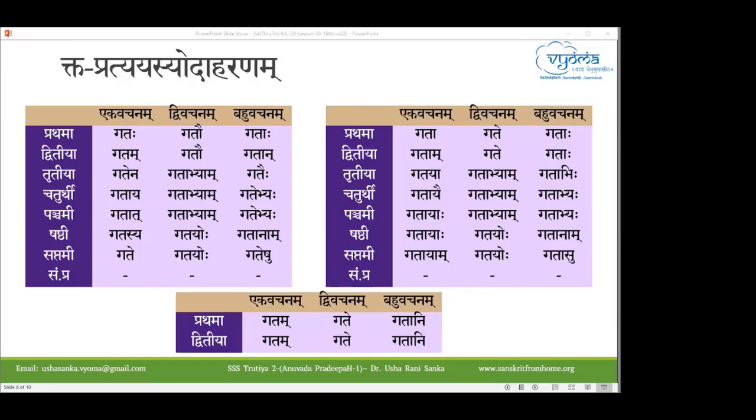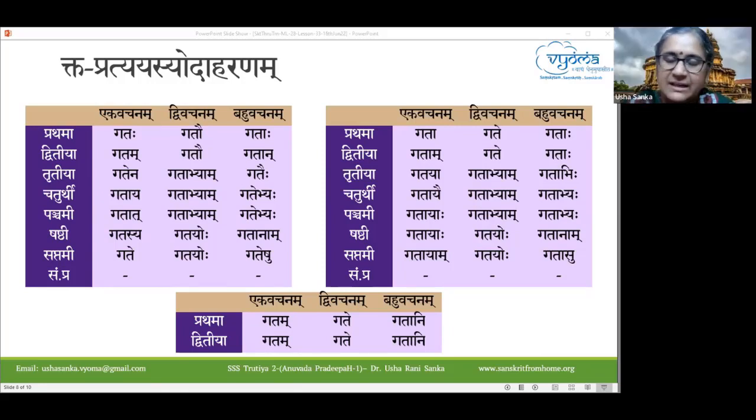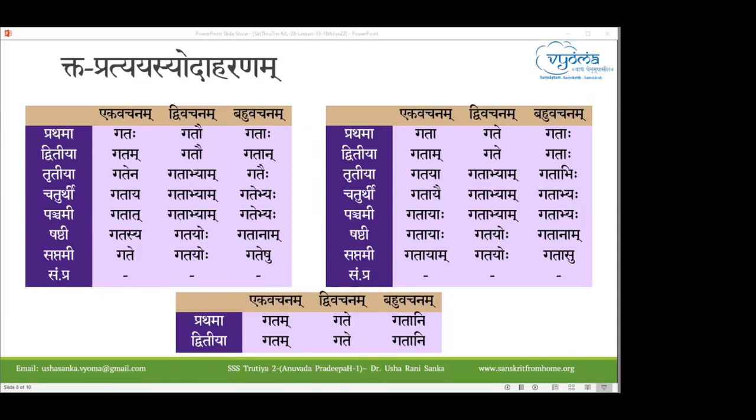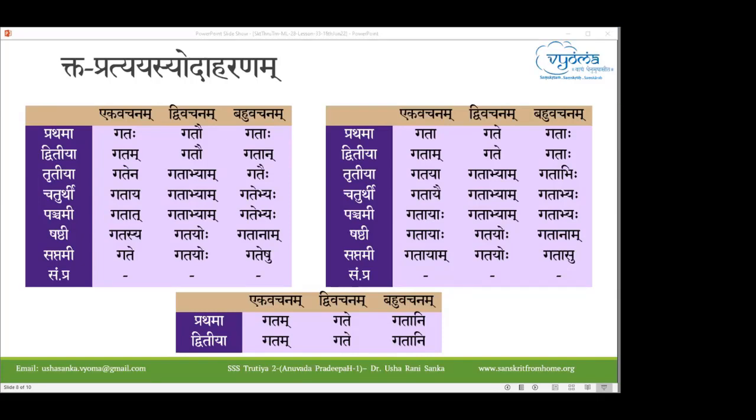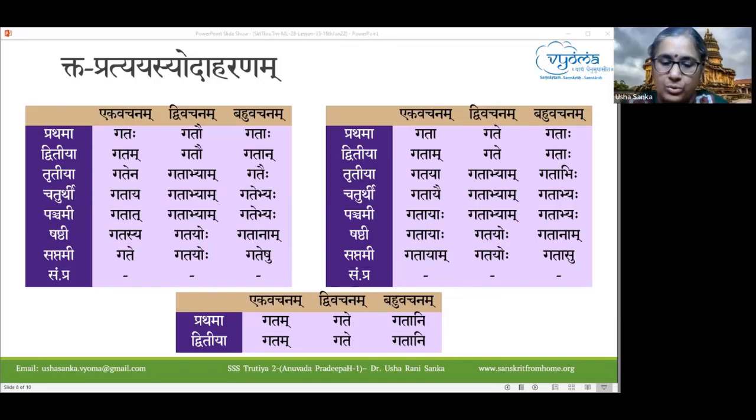Tena grantha patita I understand, but this form of gata. Complete the sentence first. Please forget gata, because gata will not give you an idea. As I already explained, it is in the active, not in the passive. So please try to complete this sentence first. Tena grantha. Tena pustakam patitam. Tena grantha patitah.